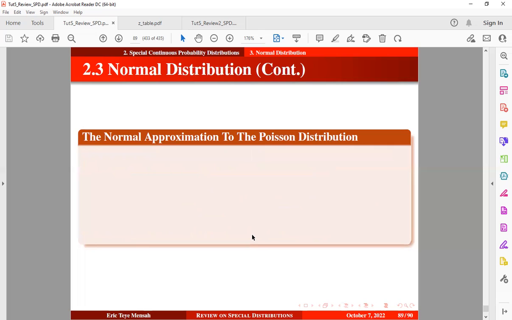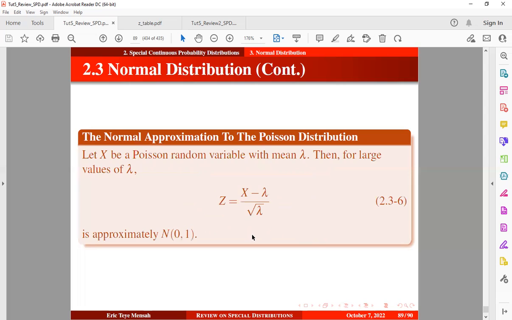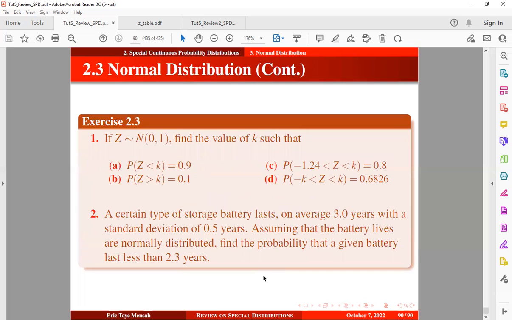Next, we have the normal approximation to the Poisson distribution. Let x be a Poisson random variable with mean lambda. Then for large values of lambda, as the mean of the Poisson random variable becomes very large, we can also approximate it using the standard normal distribution as shown in equation 2.36. So this is going to be a trial question. I'll leave the solution in the description of this video so you can check it out.